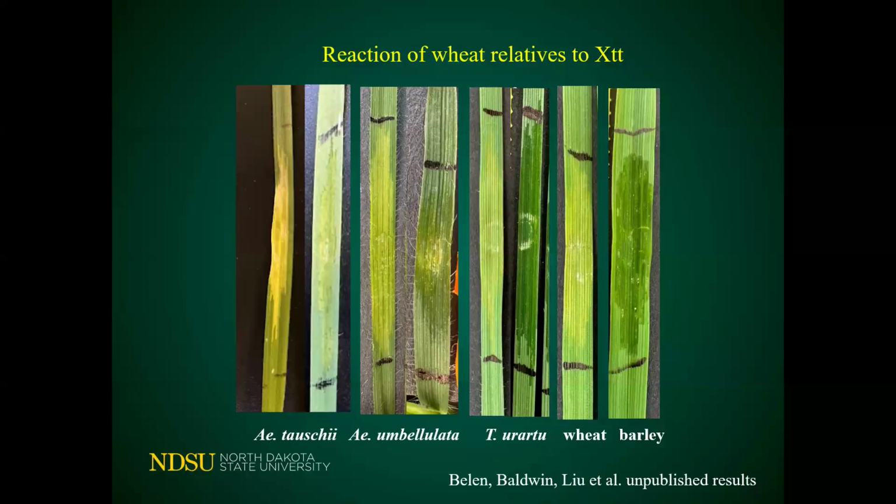And so this is a torchia. You can see this very strong cross-resistant reaction. And then the wheat has this yellow chlorosis and also water soaking, showing the kind of phenotype that we have.